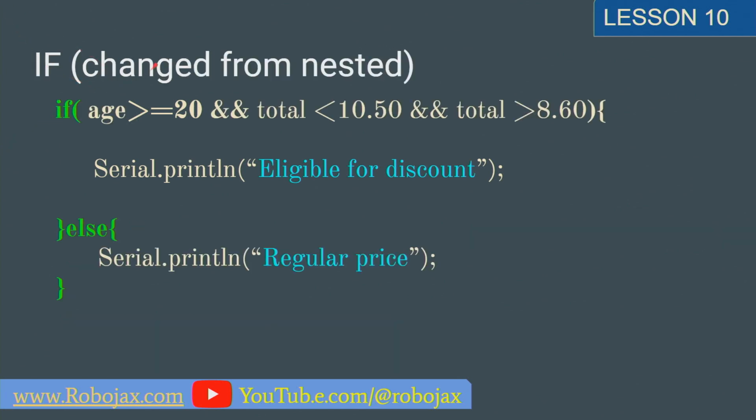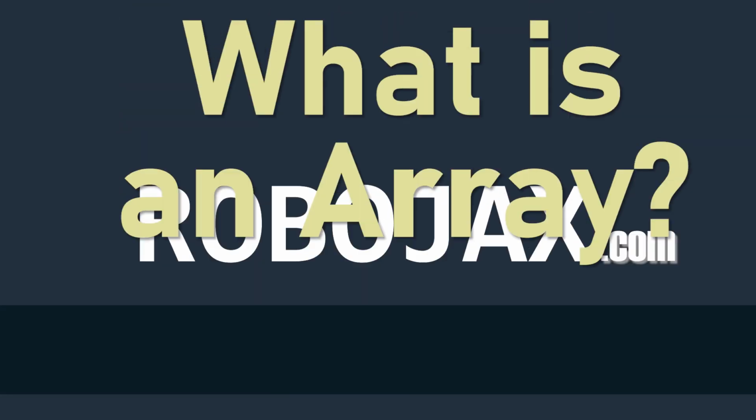We can change the nested if and make it simpler like this. If you can understand it easily, it will be the same thing. We say if age is greater and the total is smaller than 10.5 and the total is greater than 8.6. So everything is in one opening and closing parenthesis, and this is the action, else this is the action, which is regular price.